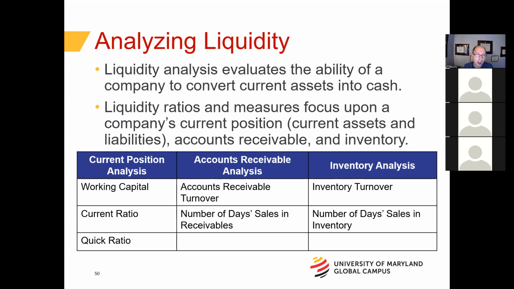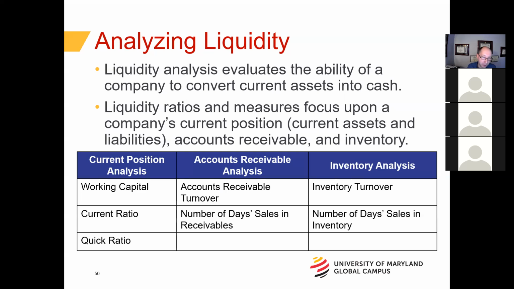How do I know if the company has the ability to be liquid, you might ask? Well, the way I would do that is by computing a couple of different ratios. Here on this list, you're going to see 7 different ratios.